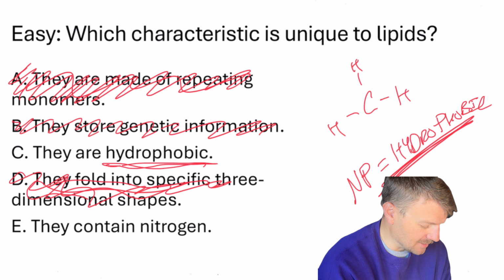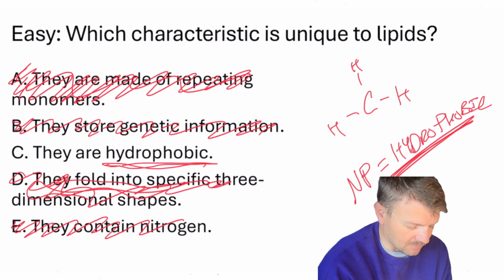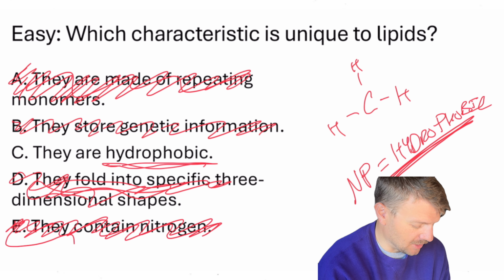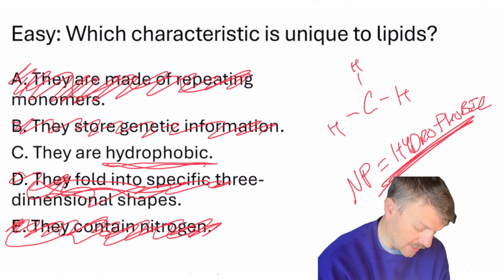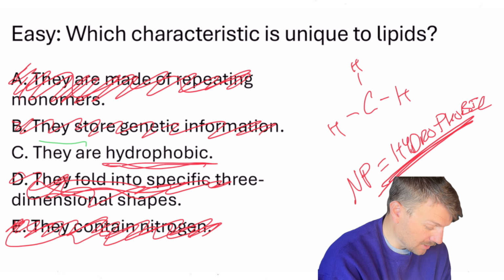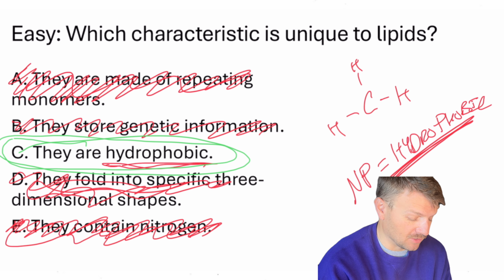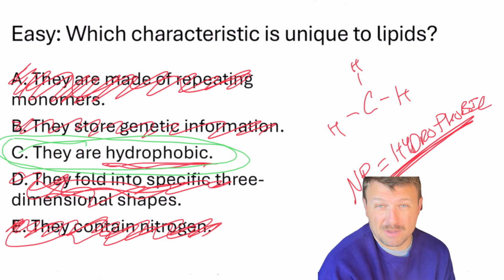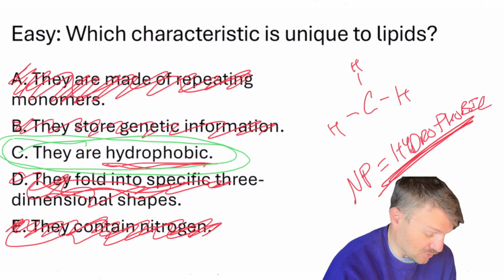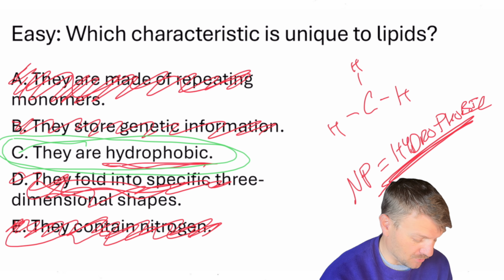And then E, they contain nitrogen. That's false. Lipids don't contain nitrogen. They just contain carbon, hydrogen, oxygen. So the correct answer is C. You can see that this question didn't make me really think deeply about the answer. It's just kind of like a rote memorization question where it's just asking for something very simple.